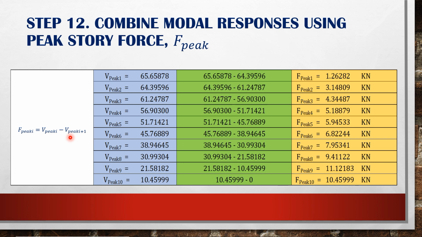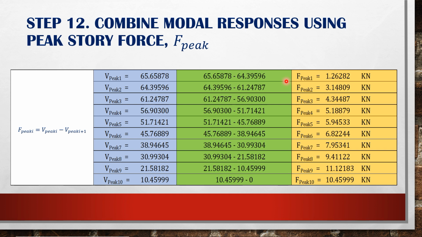Ito, tingnan natin, no? Ito yung solving, no? Peak story shear force for first floor is equal to 65.65878. So, ima-minus daw natin ito or babawasan natin ito ng yung kasunod na peak story shear force, kasunod na floor. So, ibig sabihin, maminusan natin siya ng peak story shear force ng second floor which is 64.39596. So, 65.65878 minus 64.39596 is equal to the peak story force of the first floor.